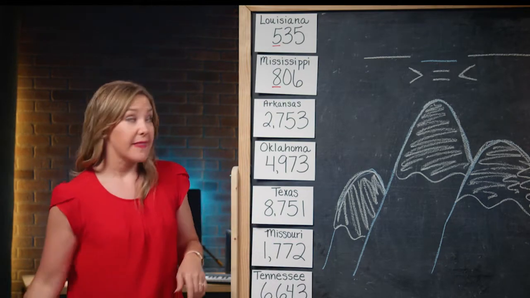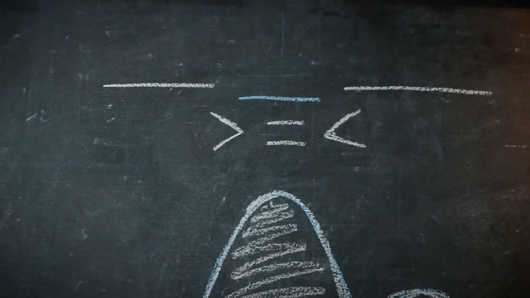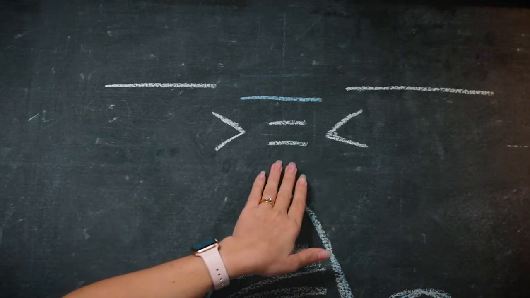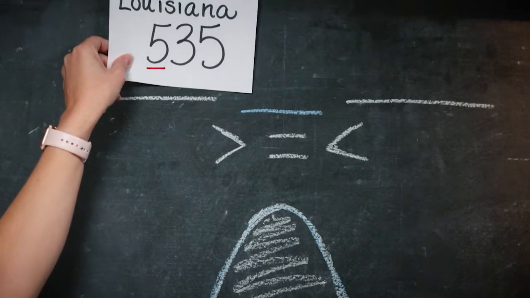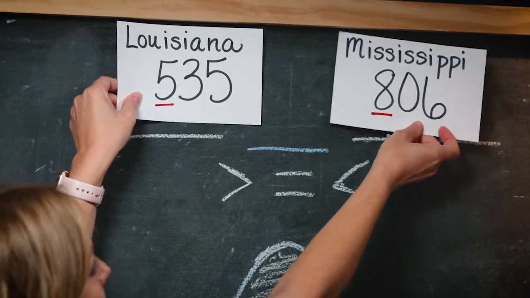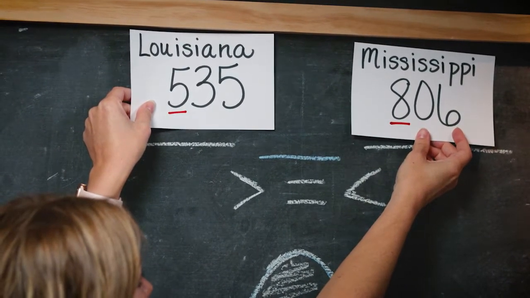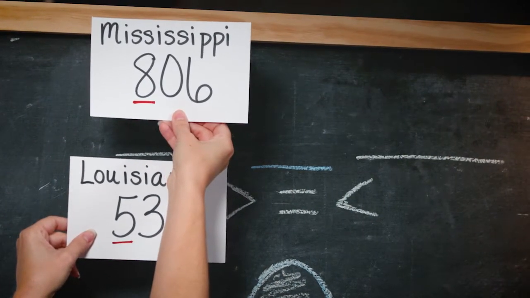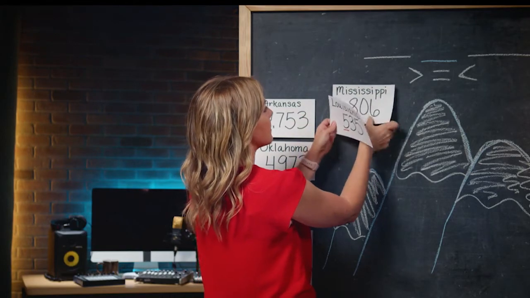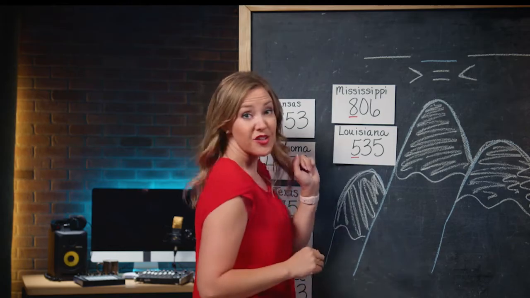So let's look at these 2 over here. I have written our greater than sign, our equal sign, and our less than sign. When we look at Louisiana compared to Mississippi, the 5 is less than the 8. So that means that Mississippi is greater than Louisiana. So I'm going to put Mississippi on top and Louisiana right underneath it.